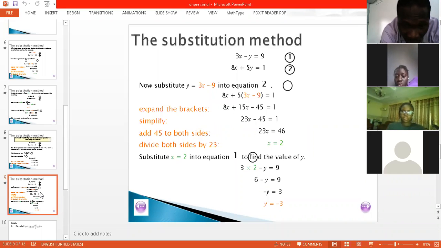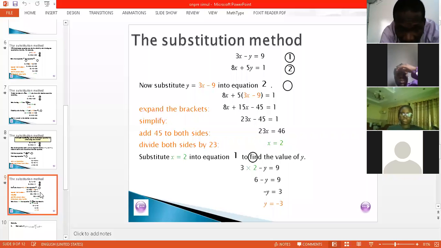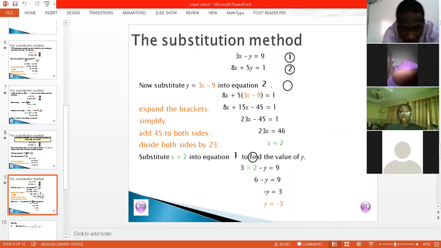Because our x is 2, so into equation 1, we have 3x, but x is 2. So it will be 3 times 2, that's 6. So we have 6 minus y equals 9. Okay, so when you do the calculation properly, you have your y to be minus 3.